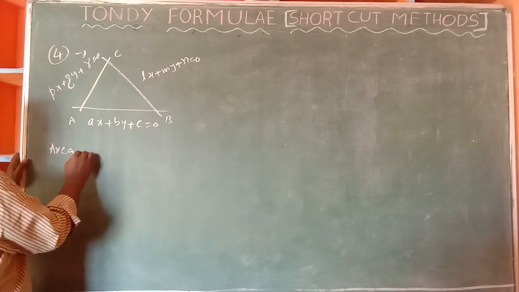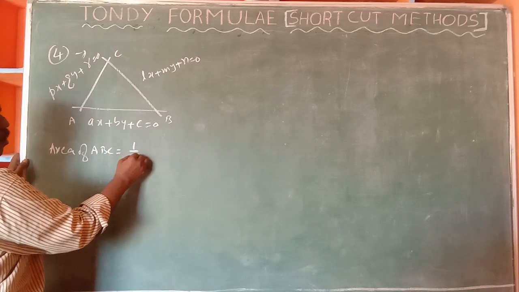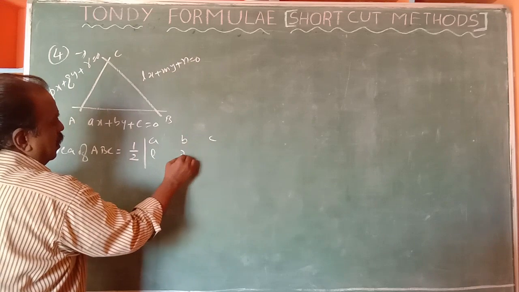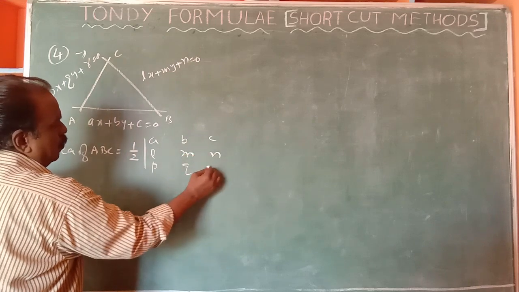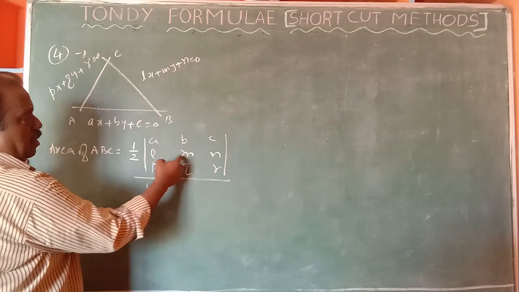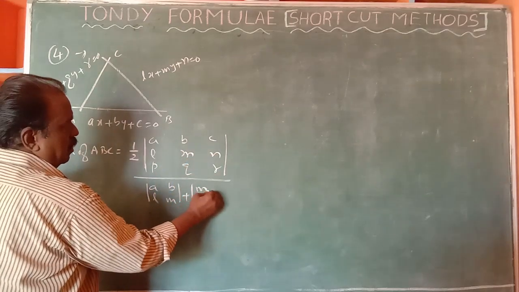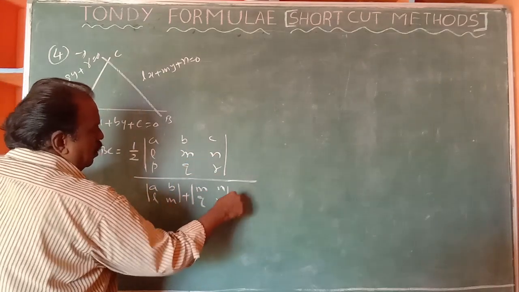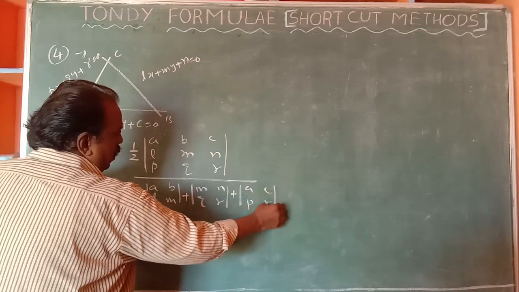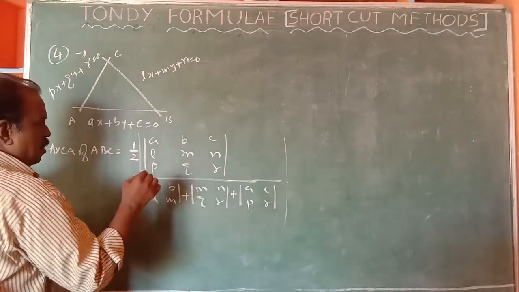Then the area of triangle ABC is equal to 1 by 2 times the determinant with rows A, B, C; L, M, N; P, Q, R, and by the first minor AB LM plus the second minor MN QR plus the last minor AC PR, and all must be in the modulus. Take it as in the modulus again.